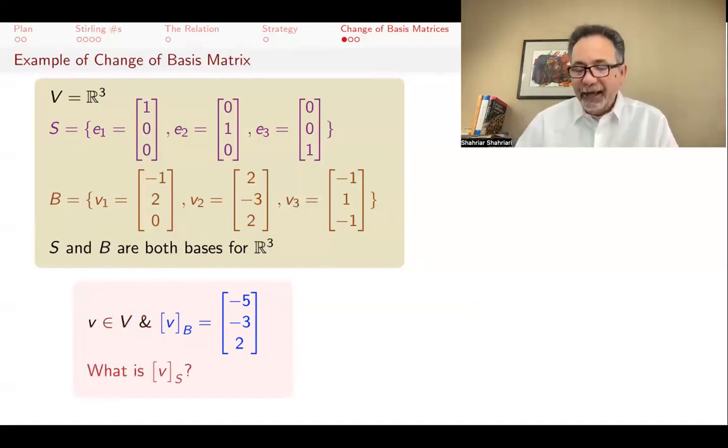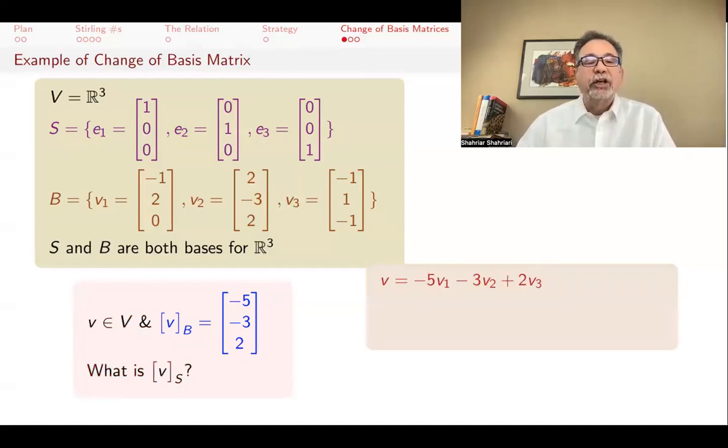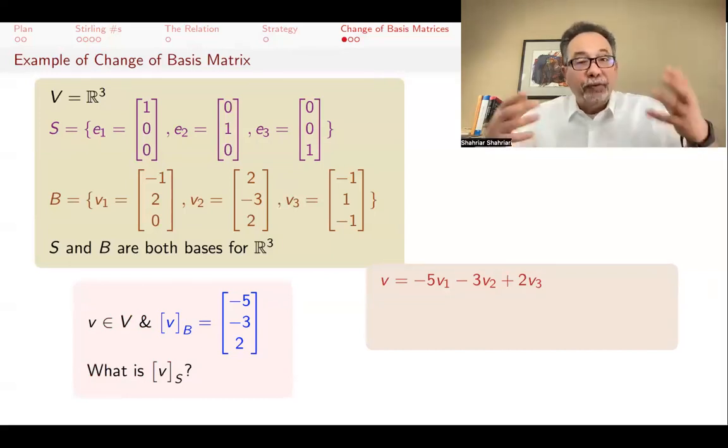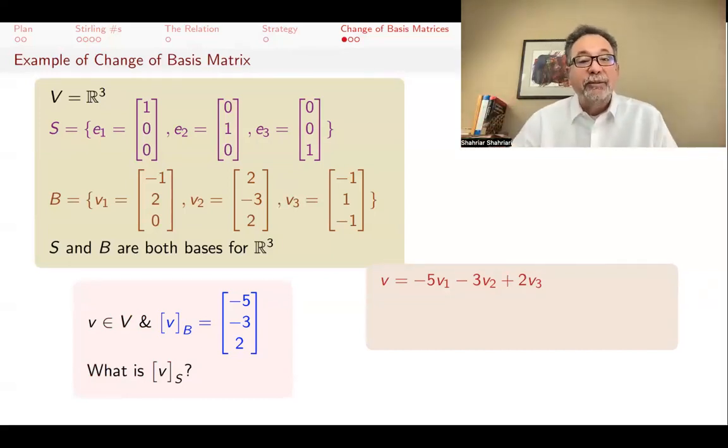with respect to S? And the answer is that that's not that hard to say. The coordinates of this point with respect to B is -5, -3, 2. It means that you scale V1, V2, and V3, which are the basis elements in B, by -5, -3, and 2, and then add them, just like what you would do otherwise. So V is -5 V1, -3 V2, plus 2 V3.